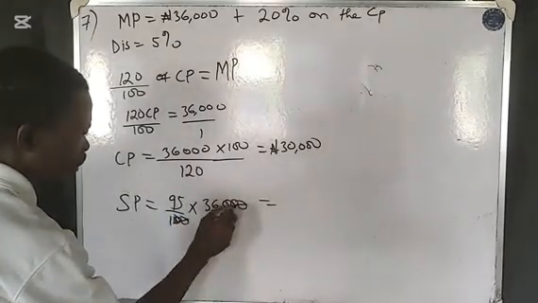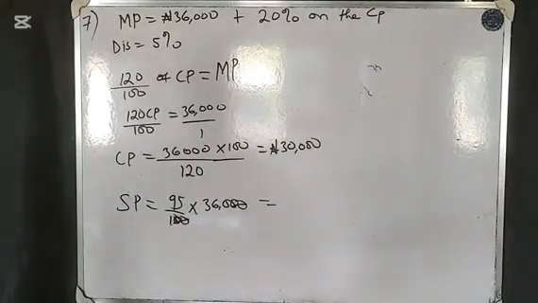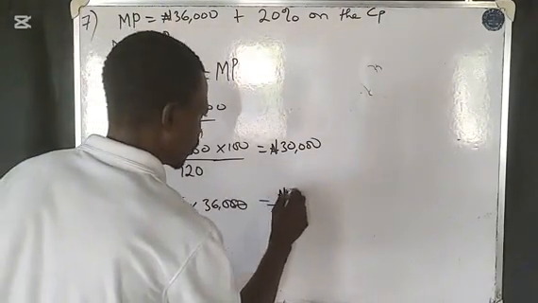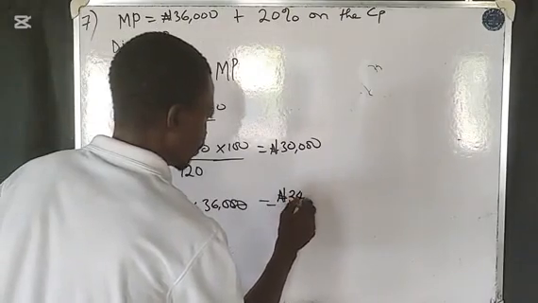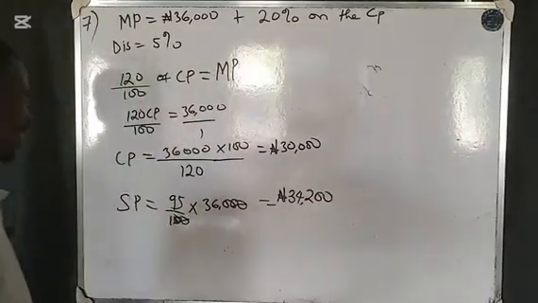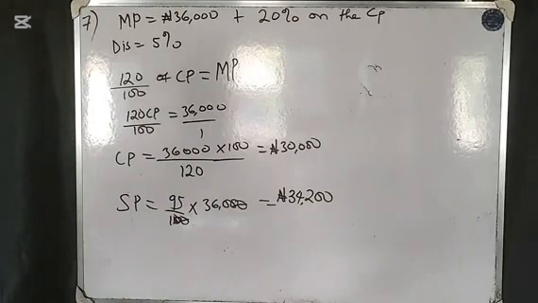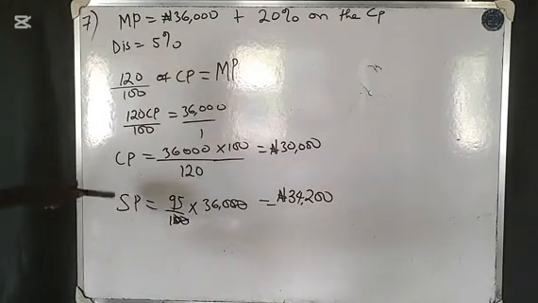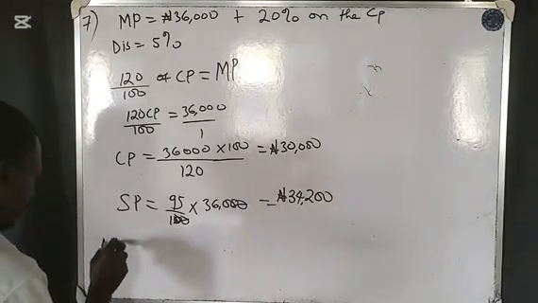20 will cancel 20, right? 95 times 360, 34,200. So this is the selling price. You now say we should find the actual percentage profit, abi. So this is the actual selling price, not the mark price. Here is the actual selling price. So actual percentage profit now.